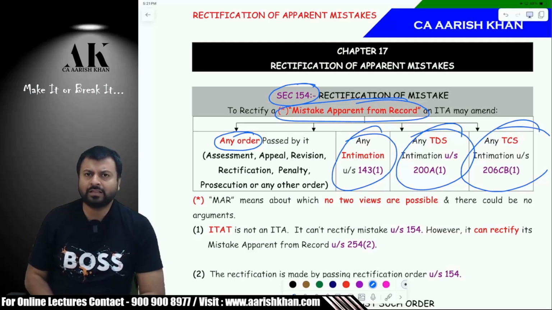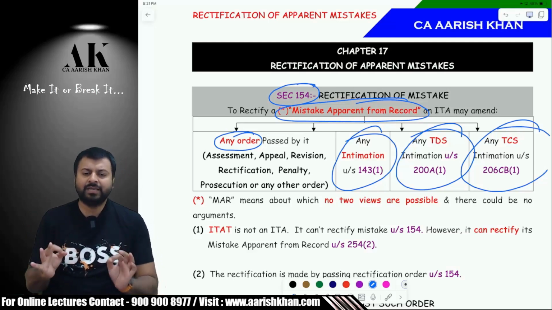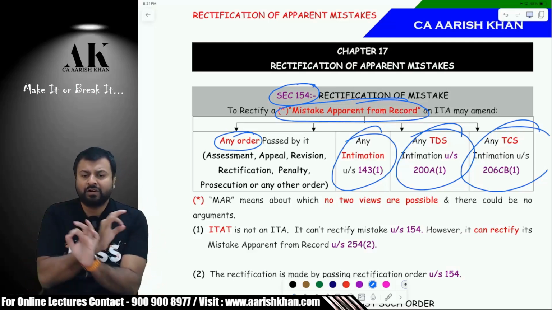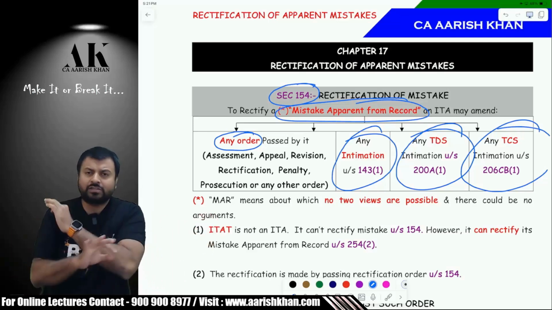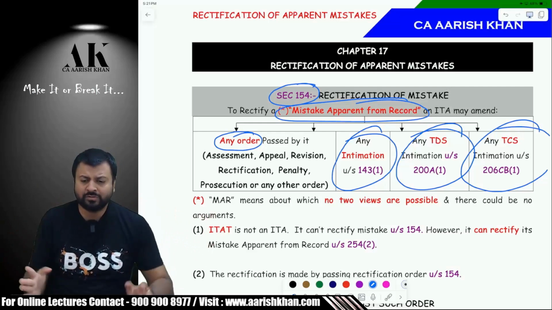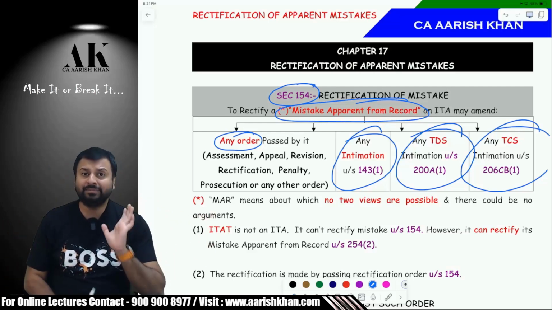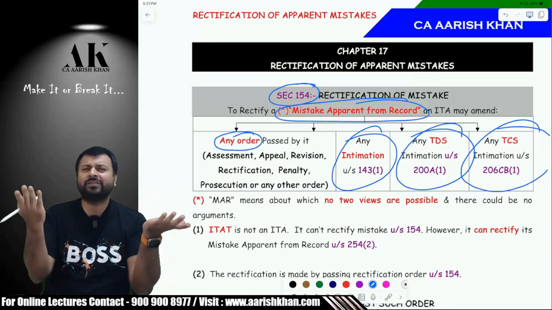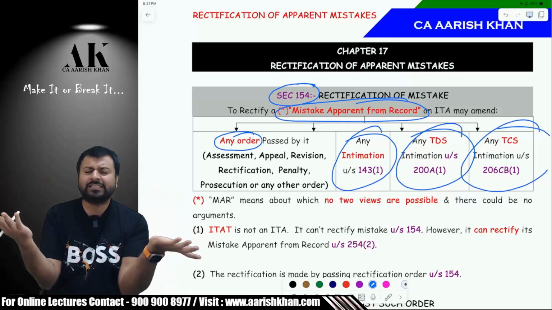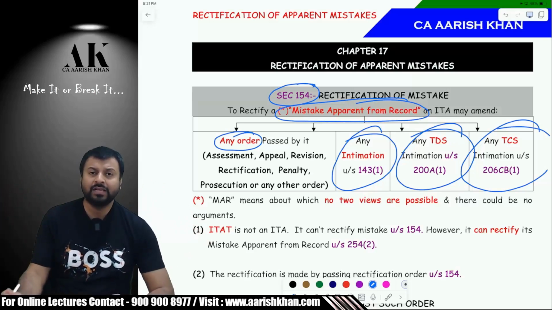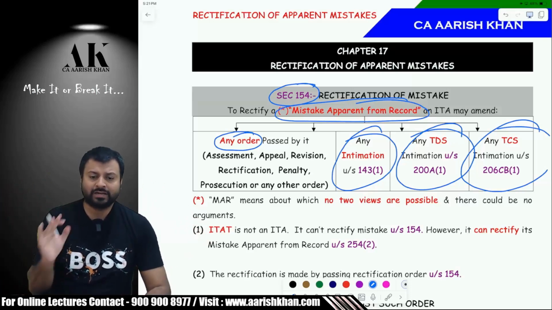Sir, what do you mean by the term apparent mistake? Apparent mistake means a mistake which is very obvious, for which there is no two views possible, no argument possible. It is a very genuine mistake, a very apparent mistake. Those kinds of mistakes are called apparent mistake. A mistake which you can see and very clearly say that it's a mistake by the income tax department. So if there is an apparent mistake, you can rectify that, okay?